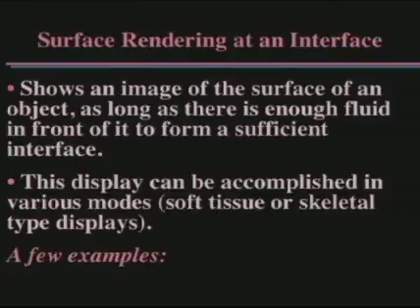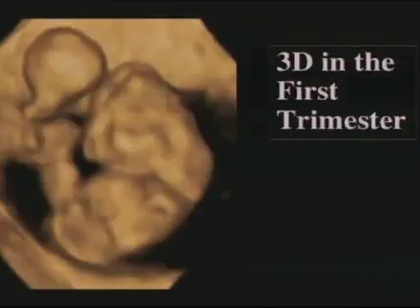So let's start out with surface rendering, which is at an interface. And that shows an image of the surface of an object. Of course, there has to be enough fluid in front of the object to form an interface that can be rendered. And this display can be accomplished in lots of different modes. You can have a soft tissue mode, you can have a skeletal mode, you can dial through a lot of post-processing modes to display what you want. For example, this is a 7.5-week fetus, surface rendered, showing the little head, which is bent over, and the yolk sac.